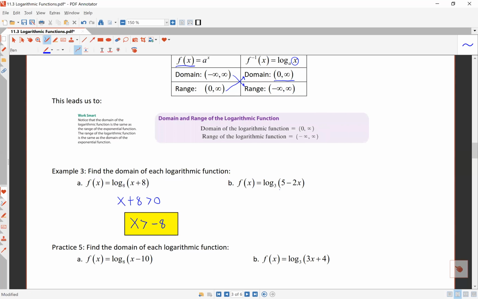If we have log base 3 of 5 minus 2x, we need to ensure that 5 minus 2x is greater than 0 to get an output. We subtract 5 from both sides, and now we divide by negative 2. Flipping over the symbol, we get x is less than 5/2.